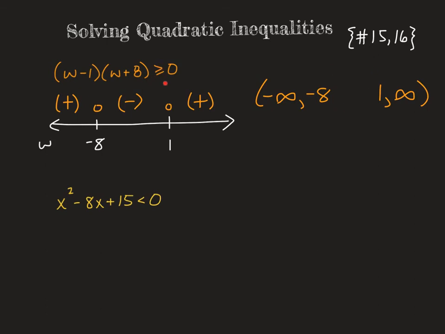Check this out. It's greater than or equal to 0. That means we also want to include equal to 0. We could plug in negative 8 and 1. We want to include them, so we'll put brackets.